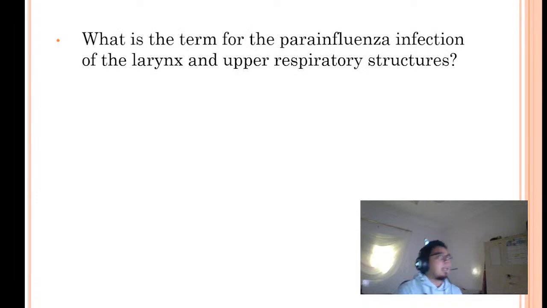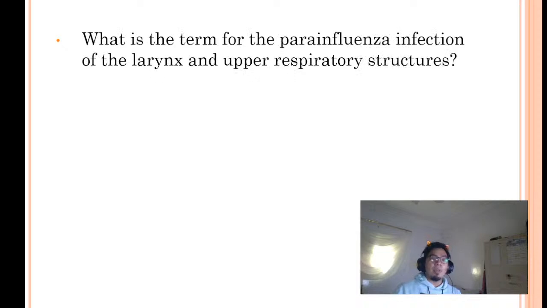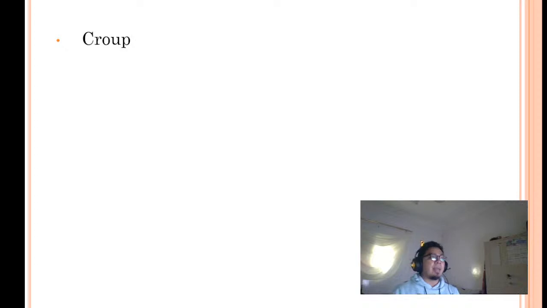Okay, now what is the term used for a parainfluenza infection in the larynx and the upper respiratory tract? It's also known as croup. Please don't forget it. When you hear the word croup, it's parainfluenza. Now, RSV, you already transcribed it earlier for me, so it's going to be redundant if I ask it again. But basically, it's respiratory syncytial virus.